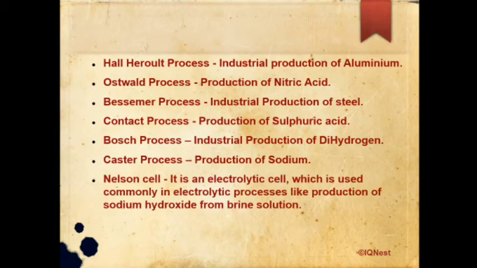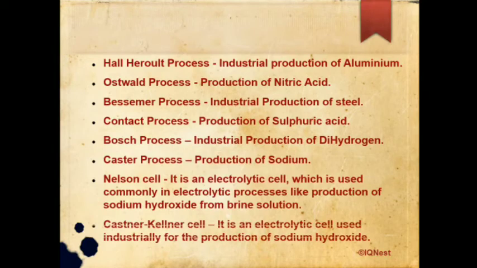Next is the Nelson cell. The Nelson cell is an electrolytic cell commonly used in electrolytic processes, like the production of sodium hydroxide from brine solution. And next is the Kastner-Kellner cell. So what is the Kastner-Kellner cell? It is an electrolytic cell, again used industrially for the production of sodium hydroxide. So the Nelson cell is used in the production of sodium hydroxide from brine solution, and the Kastner-Kellner cell is used for the production of sodium hydroxide for industrial purposes.